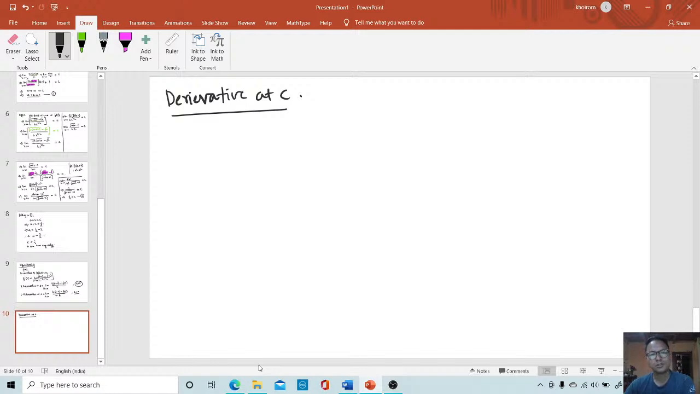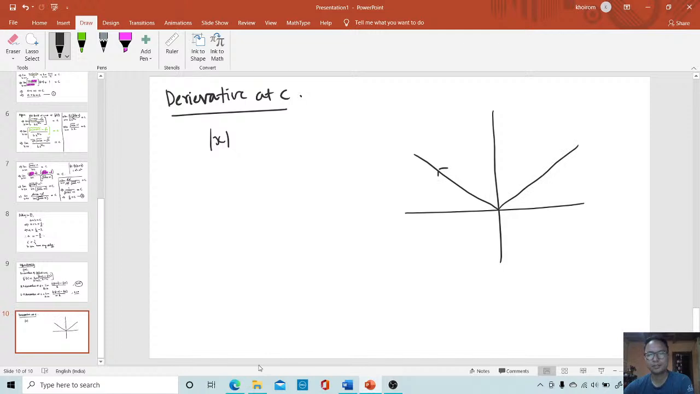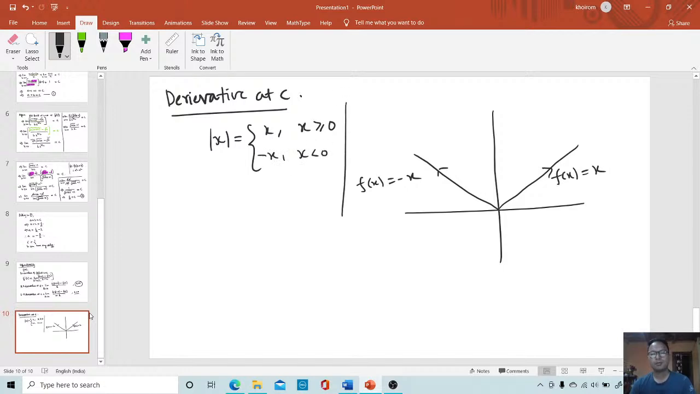Take the graph of modulus of x. What is the modulus of x? On the left side the graph is minus x, and on the right side it is x. Modulus of x equals x when x is greater than or equal to 0, and minus x when x is less than 0. If you plot this graph, you get a V shape.